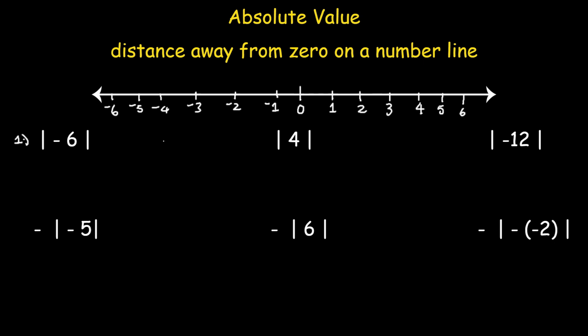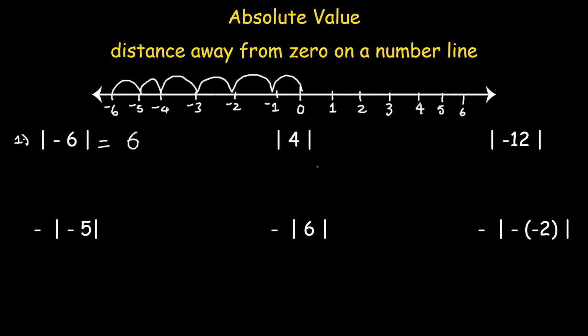What is the absolute value of -6? In other words, what is this distance away from 0? The distance of -6 away from 0, let's see, it is 1, 2, 3, 4, 5, 6. So after locating -6 on the number line, it's 6 units away from 0. So the absolute value of -6 will be 6 because -6 is 6 units away from 0.